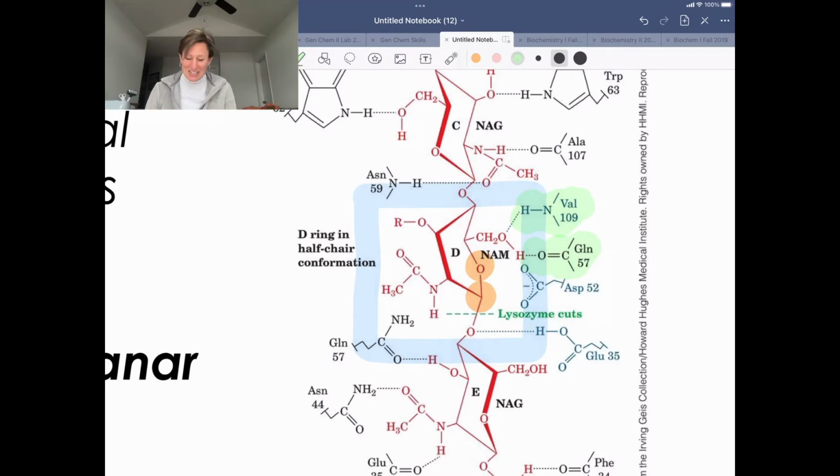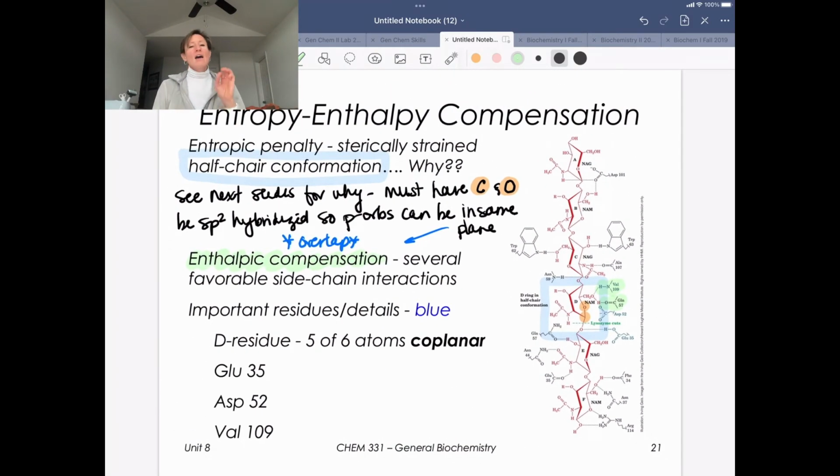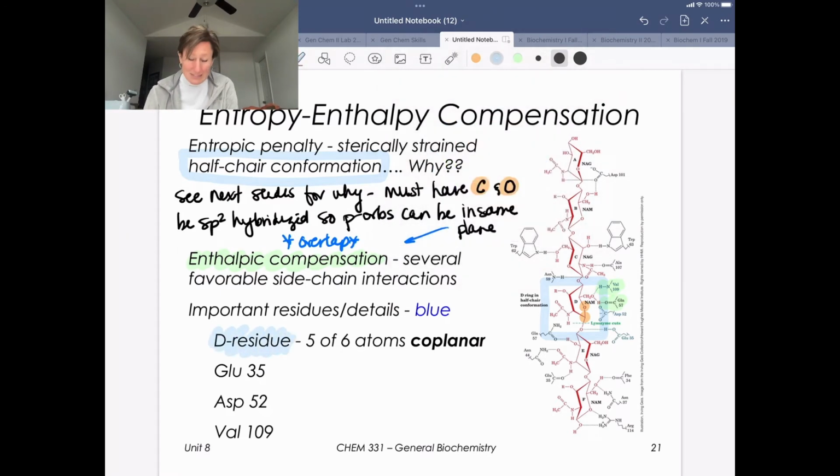Okay, last little thing to map on here. I know there's a lot with these enzyme active sites. I want to highlight the important residues that we're going to see that are participating in chemistry. They're all highlighted in blue in this figure. It might be a little bit difficult to see, so I'm going to highlight them in different colors. Obviously, we saw this D residue in that half-chair conformation. So we've got that highlighted there.